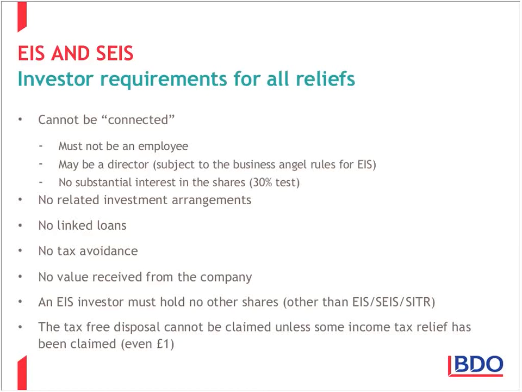The final bullet point there is a bit of a trap: the tax-free disposal can't be claimed unless at least some income tax relief has been claimed. So you need to claim at least £1 worth of income tax relief. And you do occasionally get people who are within their annual exemption and not paying any tax. So sometimes you might want to disapply the tax allowances in order to be able to claim £1 of income tax relief.